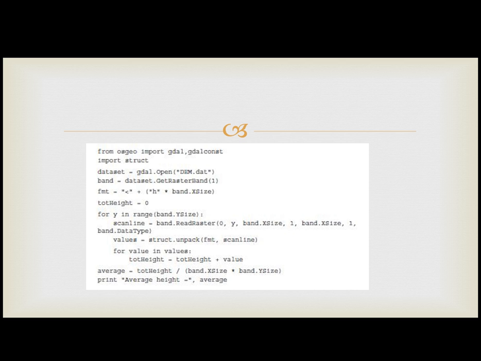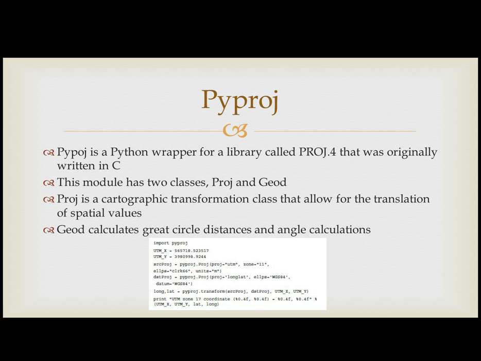PyProj is a Python wrapper that we saw was used in one of the open source software, Saga. It has two classes, Proj and Geod, and this open source Python library performs cartographic transformations, calculates great circle distance and angle calculations. Here's an example of how it is used in Python. You can see here that the spatial references for this particular location are loaded through this PyProj module.